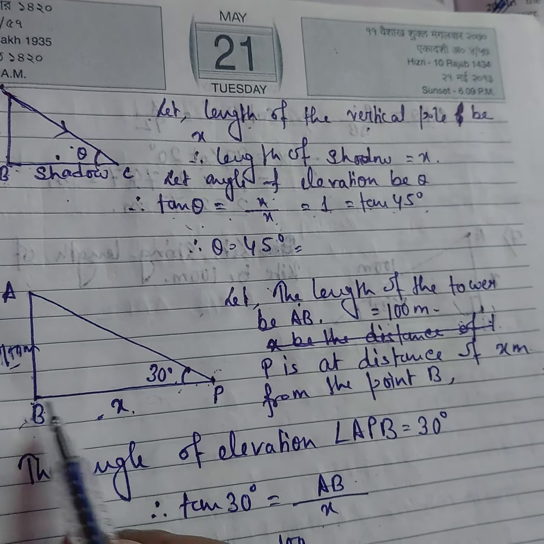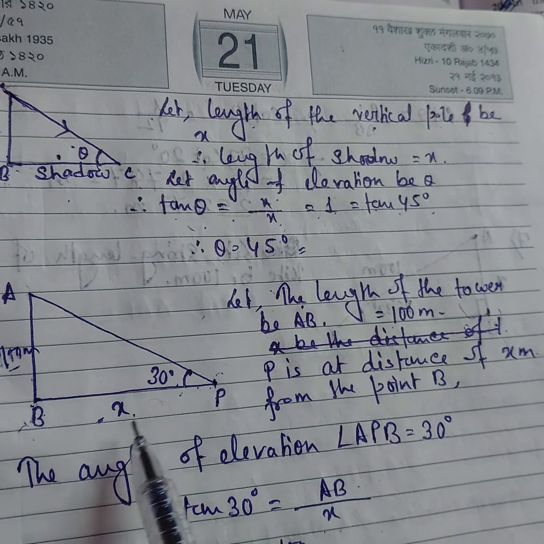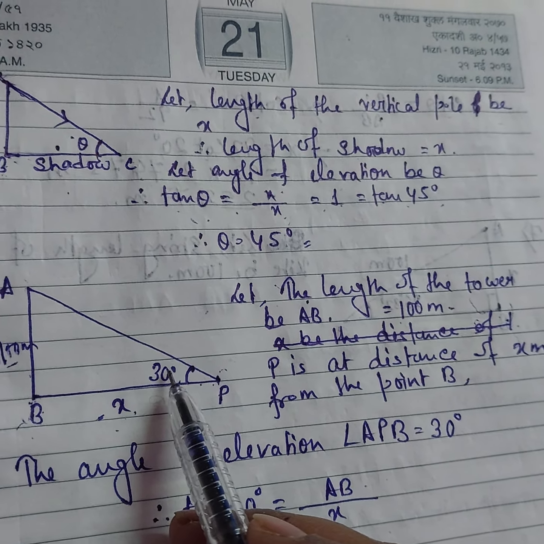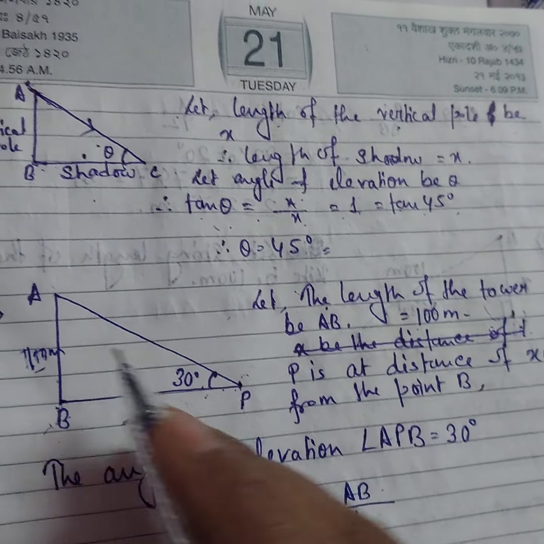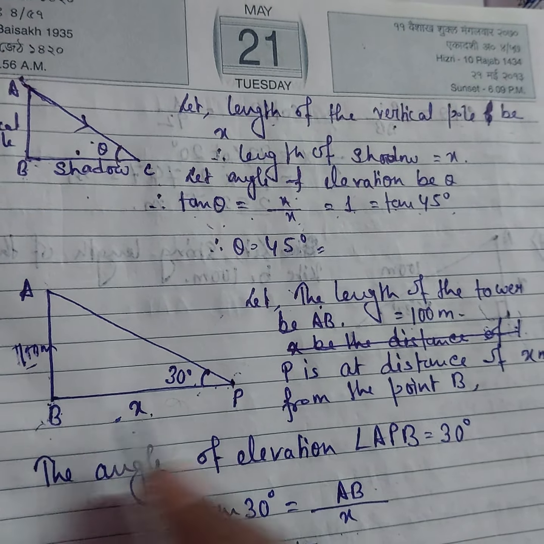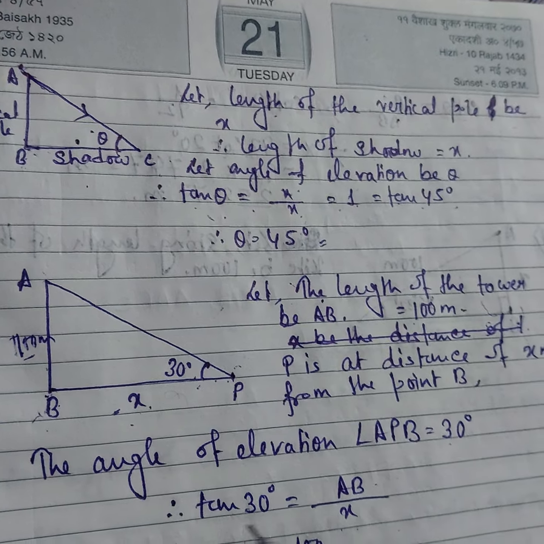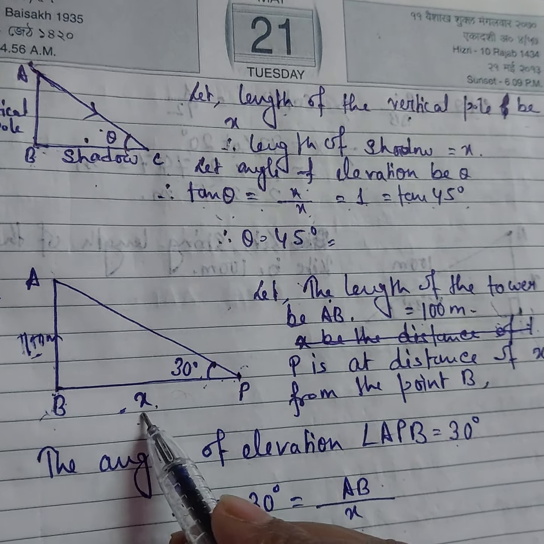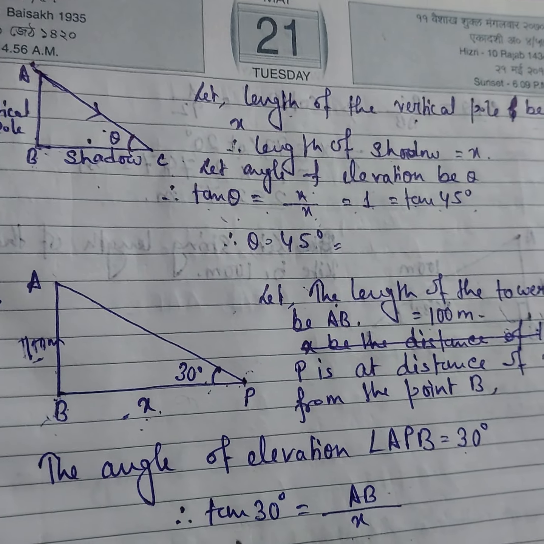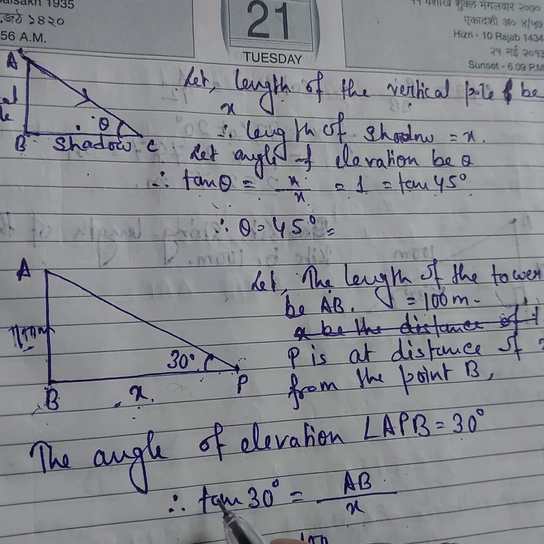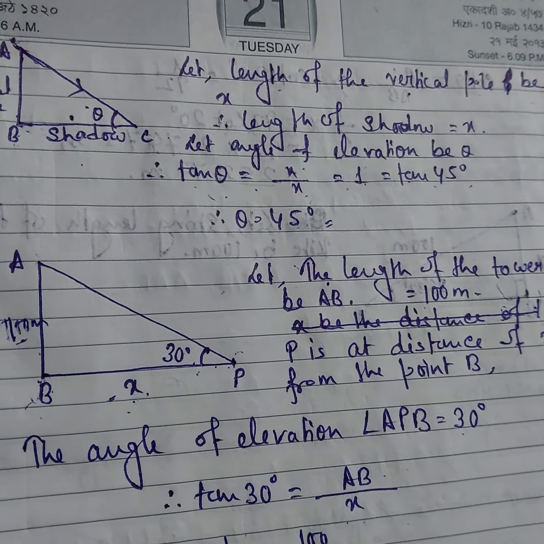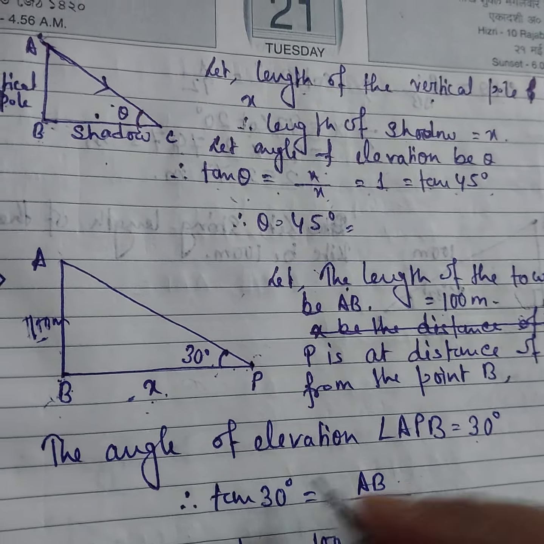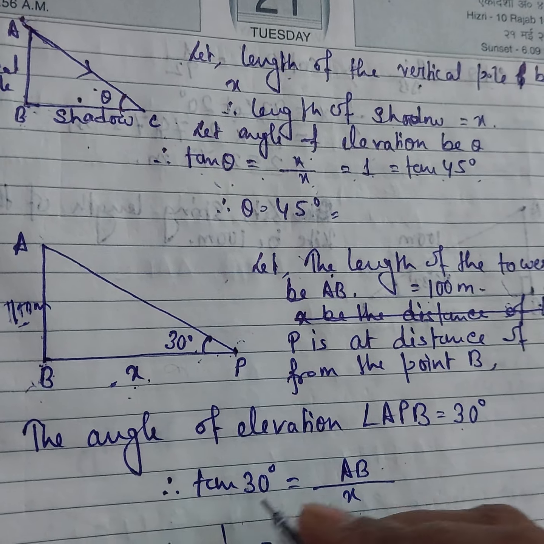So let the distance BP be x. The angle of elevation is 30 degrees, so angle APB is equal to 30 degrees. Therefore, since the values of perpendicular and base are involved, you can take the tangent identity to find the value of x. So the angle of elevation is 30 degrees.